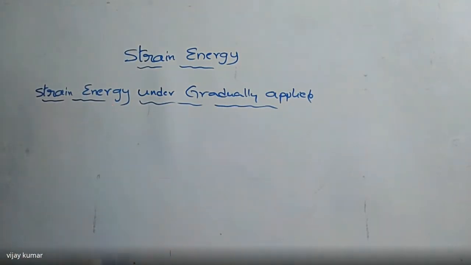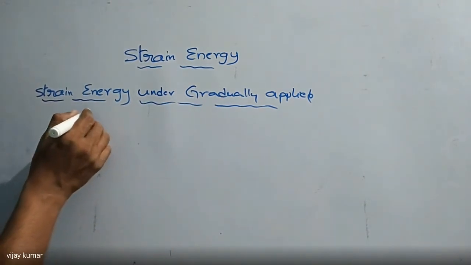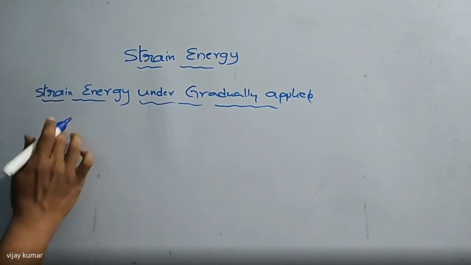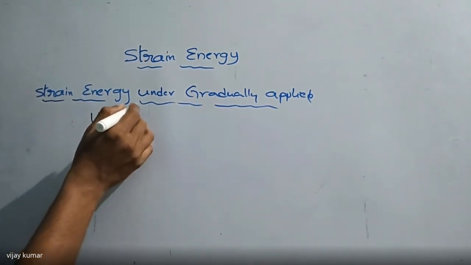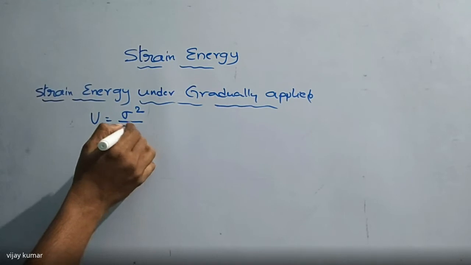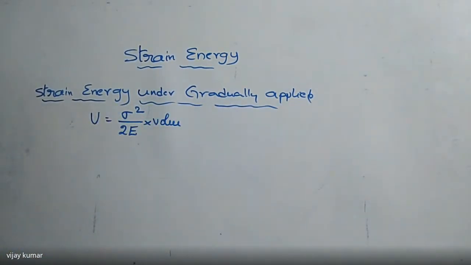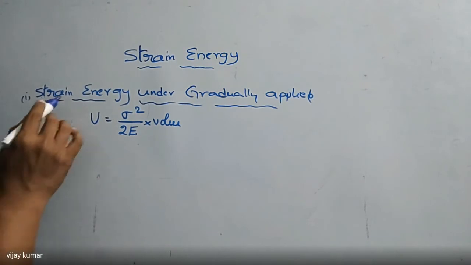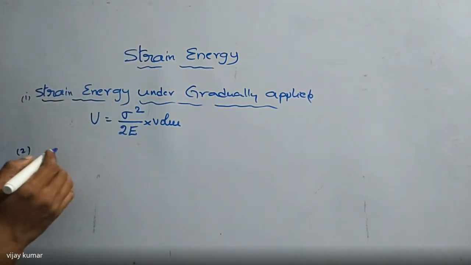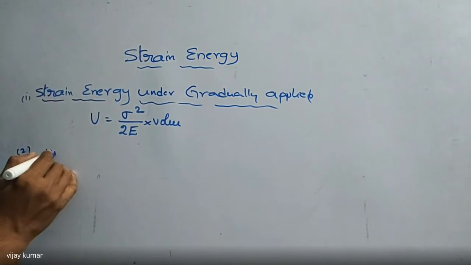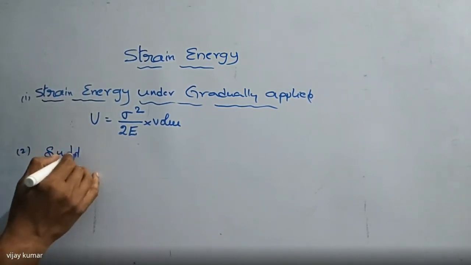We know that strain energy U is equal to sigma square divided by 2E into volume. This is the formula for strain energy under a gradually applied load. So this is case number one. I told you yesterday very clearly. And the second case is nothing but strain energy under a suddenly applied load.